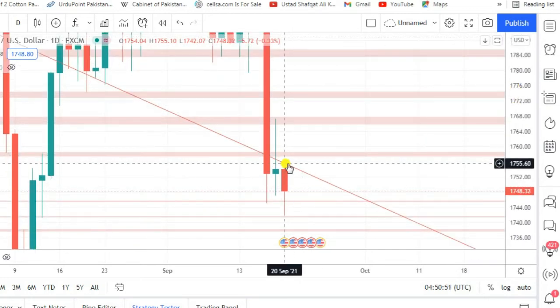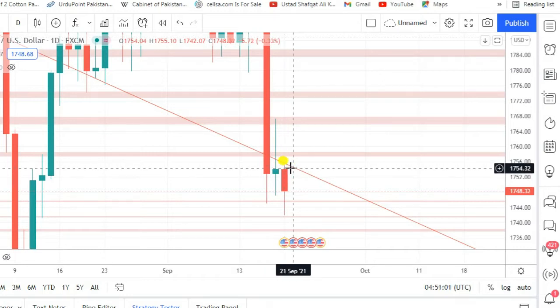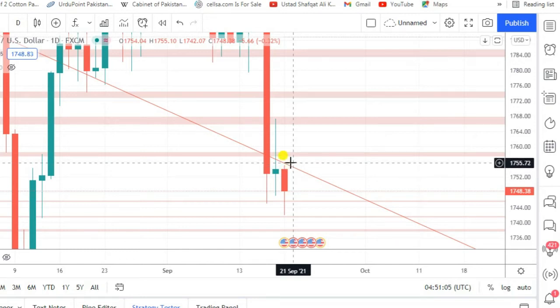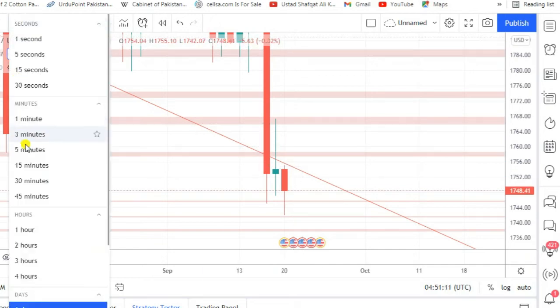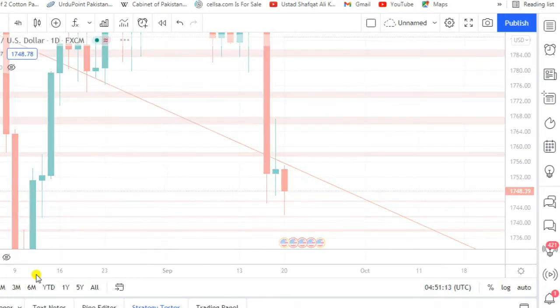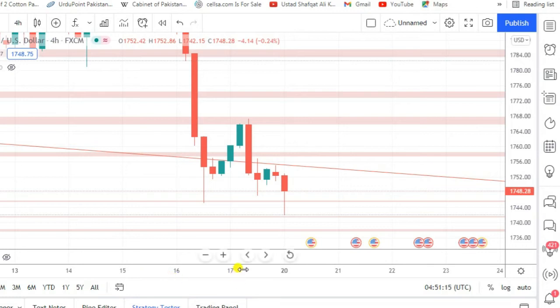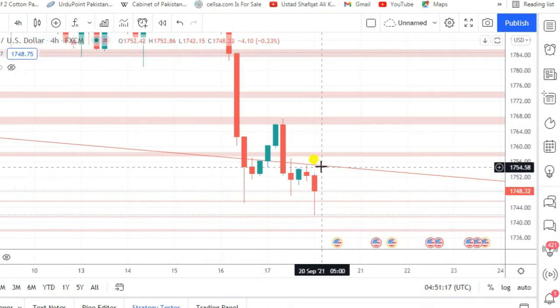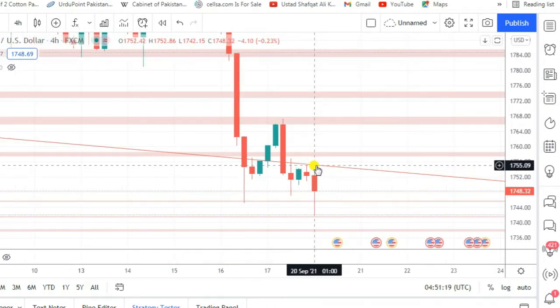Here you can see the 1755 level. Why am I saying the 1755 level? Because of this line. If the market tries to break the 1755 level, approximately 1752 to 53, and tries to close above this level on the daily time frame, then we would look for a big buy. And if you look at the H4 time frame, you can see this would be the important level for us, 1755.